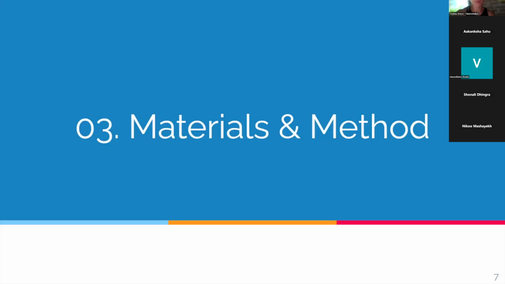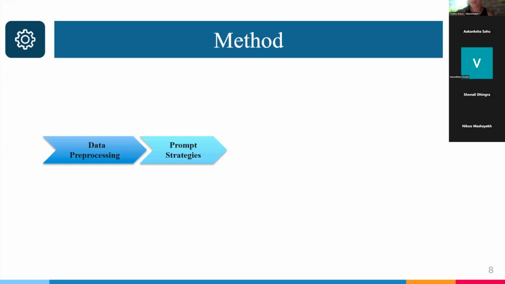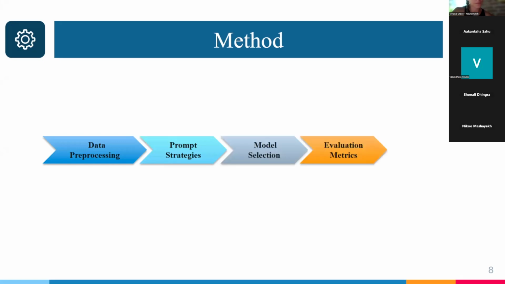Now let's move on to the materials and method section. In our methodology, we divided our work into 5 main stages, starting from data pre-processing, followed by designing various prompt strategies, selecting suitable models for our work, defining evaluation metrics, and finally performing thorough results analysis.